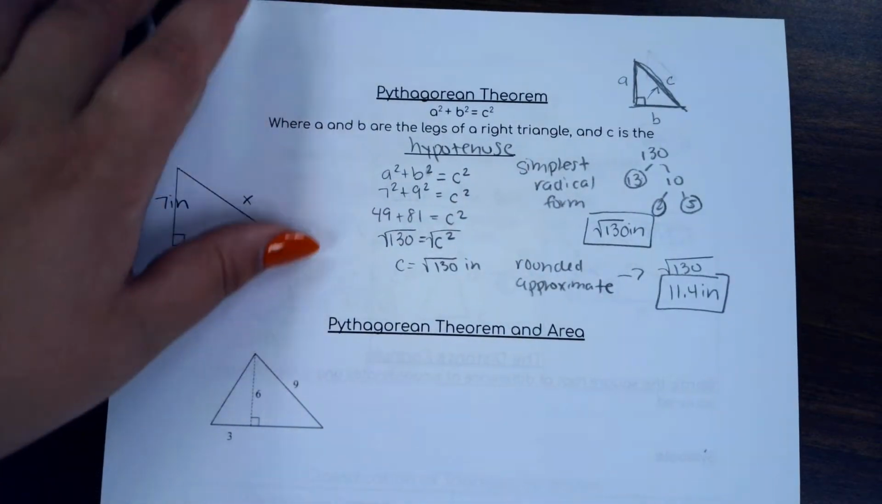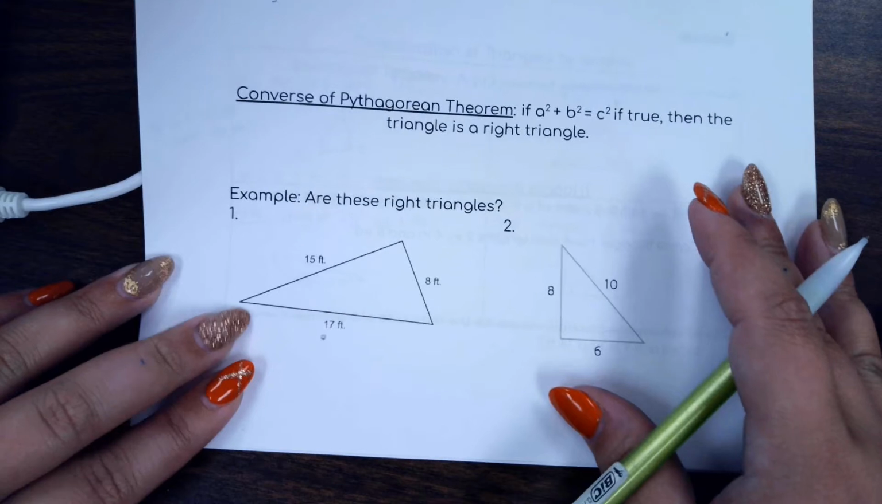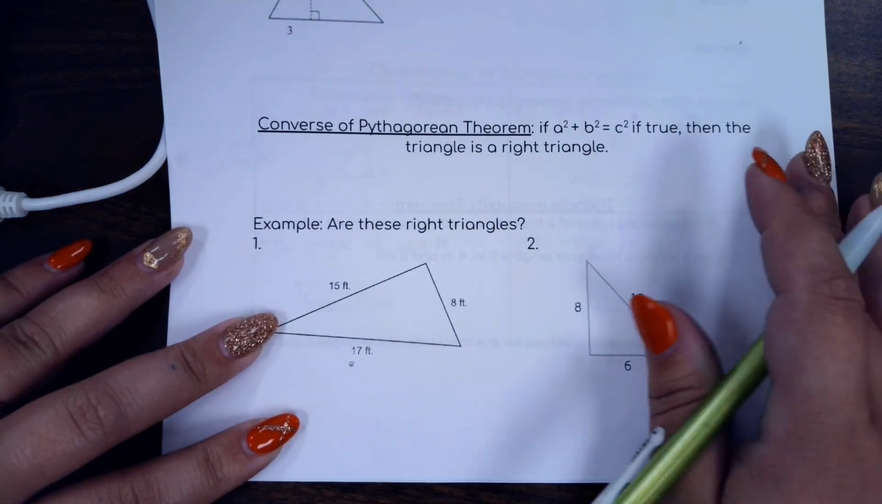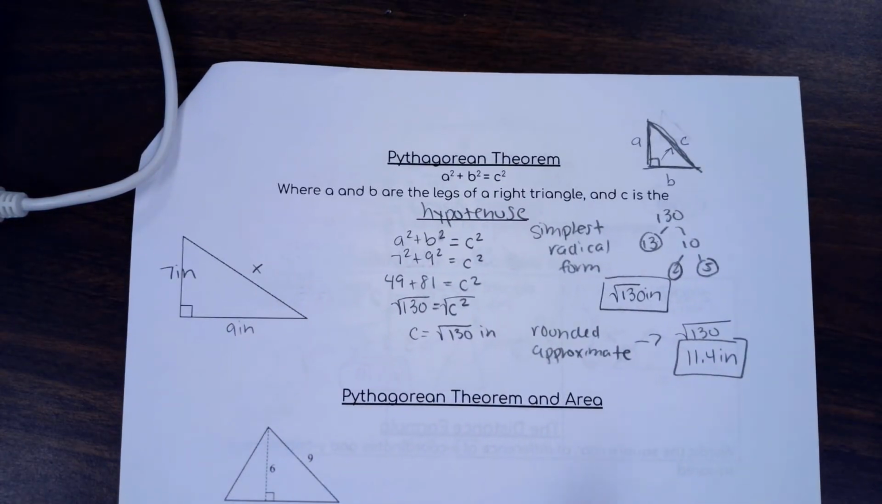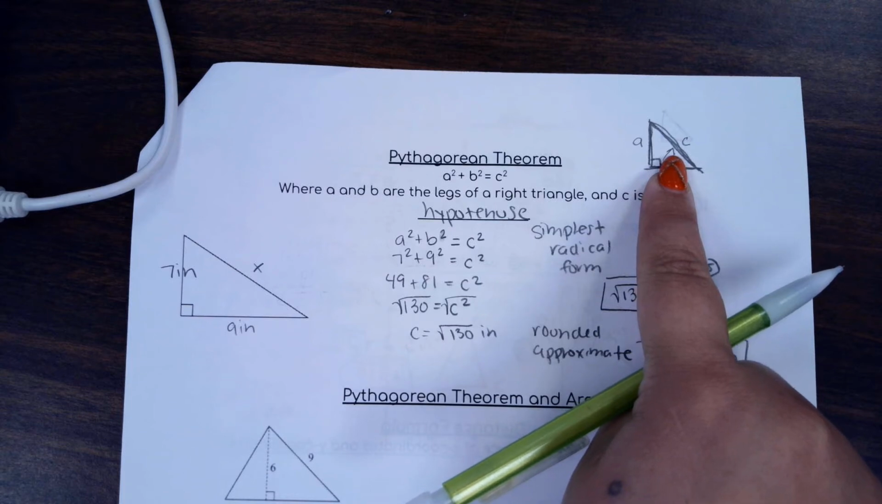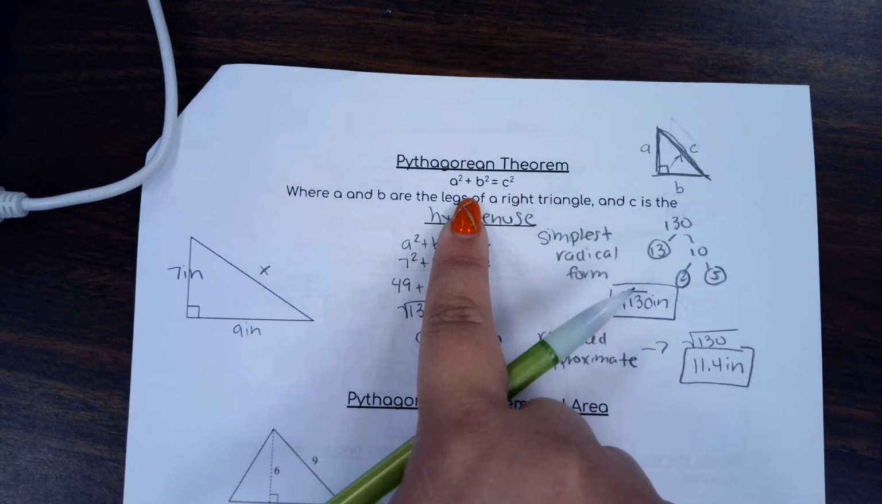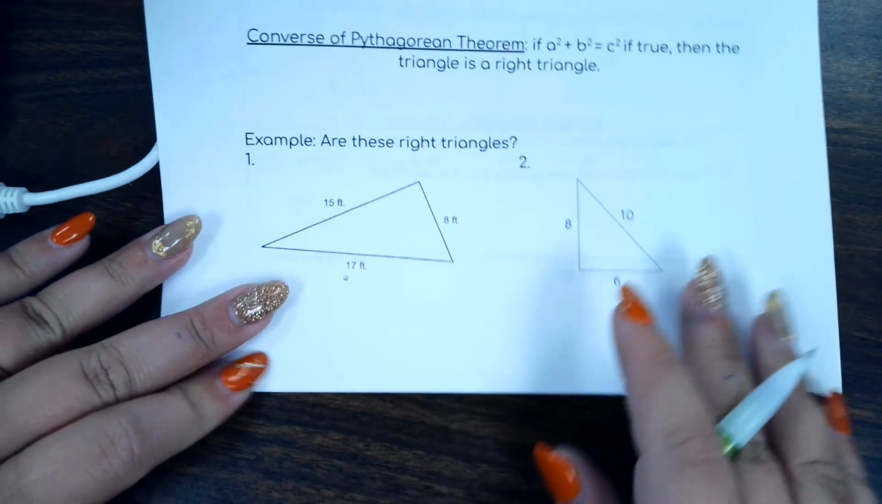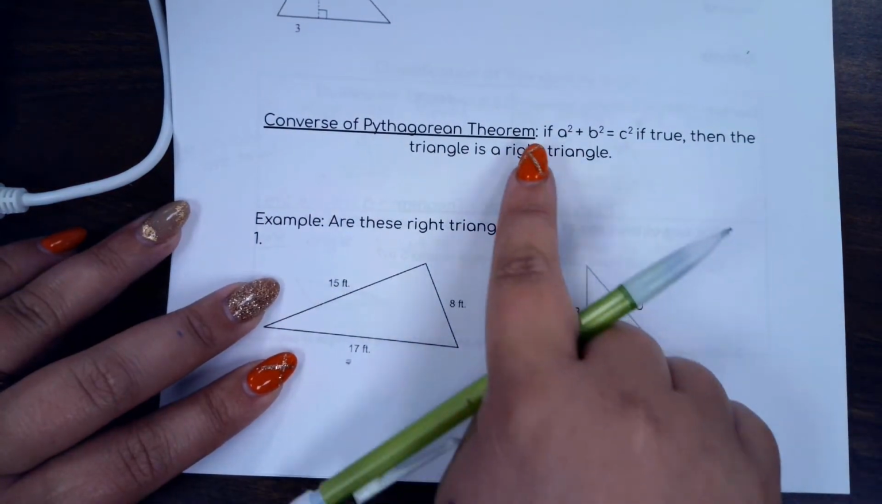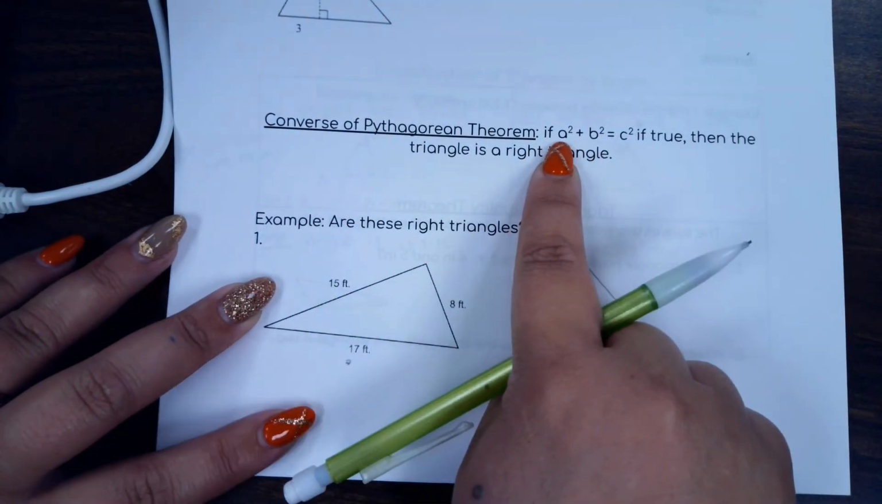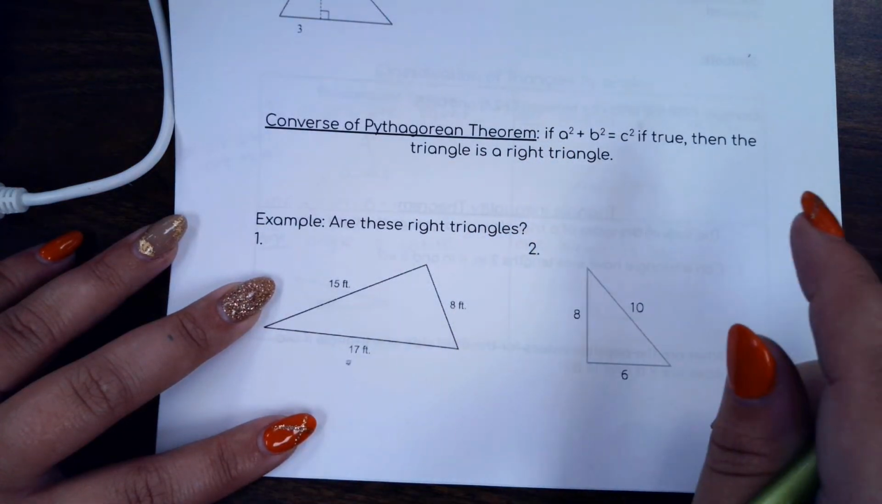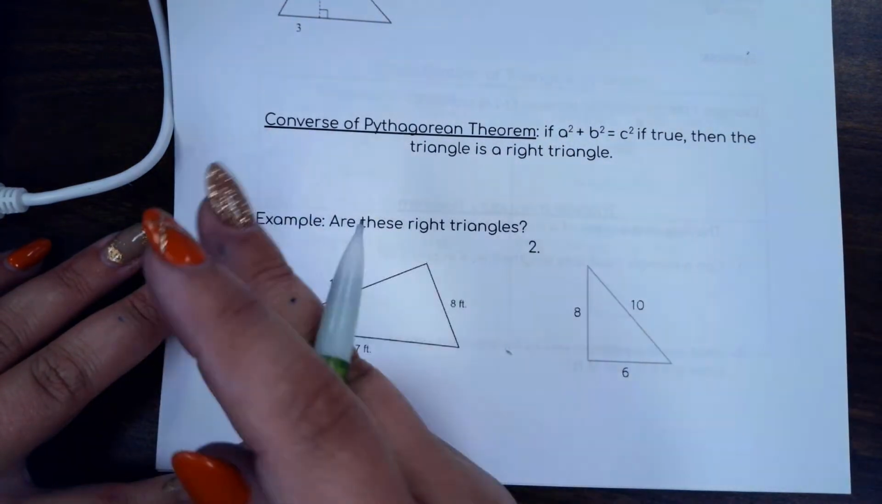We're going to skip Pythagorean theorem and area for now, and we're going to talk about the converse. Remember, the converse is just the opposite. So Pythagorean theorem says if we have a right triangle, then a squared plus b squared equals c squared. The converse says if a squared plus b squared equals c squared, then we have a right triangle. So we're going to be able to figure out if these are right triangles.